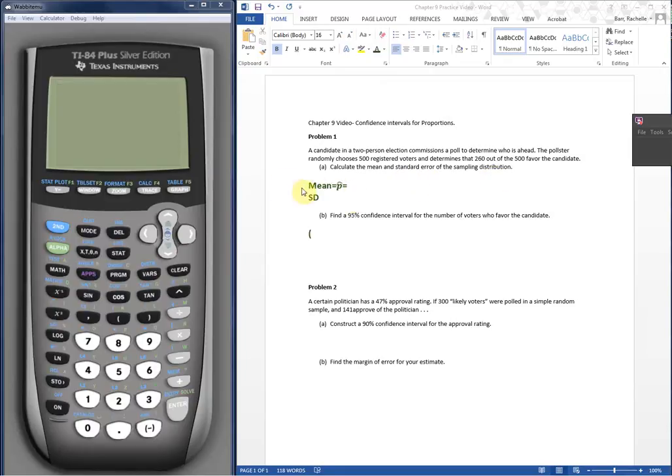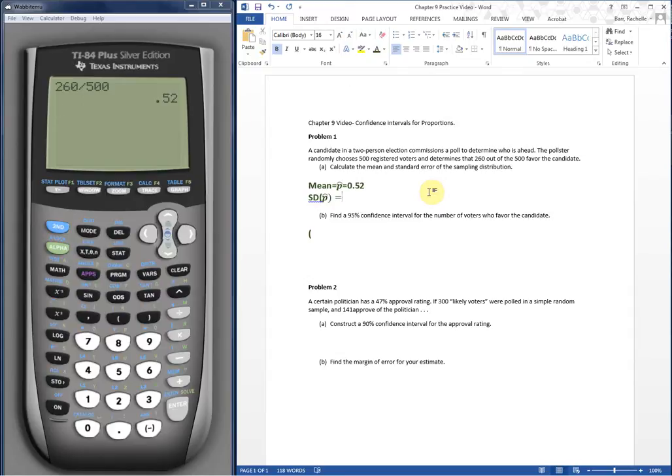So I've already done a little bit of work here. I've written that my mean is just going to be my proportion. So I need to calculate that first, and then remember the sampling distribution is going to require a little bit more work too. So first I want to calculate my actual p hat, the proportion that I'm estimating. That's 260 out of 500, and that's about 52%. That tells me that 52% of the people polled were in favor. That doesn't tell me that everyone was in favor, which is what we're trying to estimate with a confidence interval.